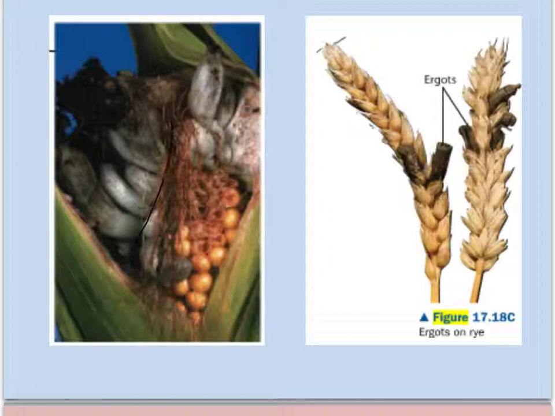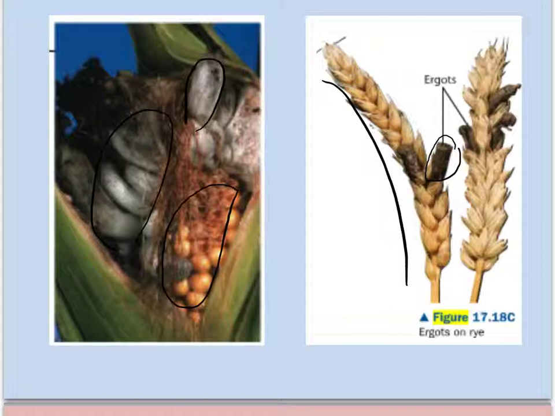So this is smut, and here's our normal corn. Actually, corn smut is served as a delicacy in some countries. I personally would not be interested in eating that. These are ergots on rye, which is kind of like wheat. If you eat ergots, you will get sick. This is also the fungus that LSD is made out of, so you will hallucinate. It's not good. So anyway, don't eat ergots to try and hallucinate or anything. That's bad. Don't do that.